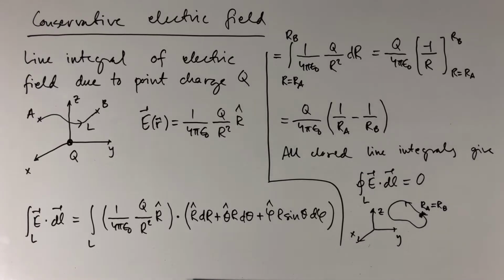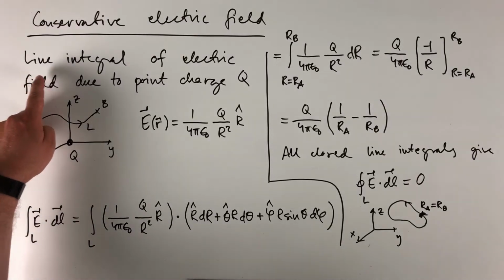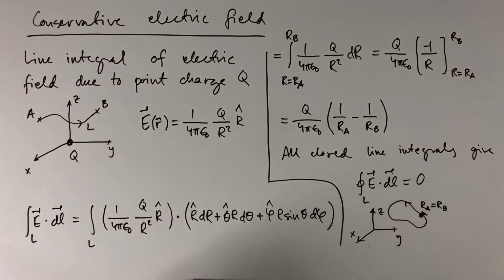The electric field is a conservative vector field, and we'll investigate this and demonstrate this in the following way. We will evaluate the line integral of the electric field due to one point charge q.